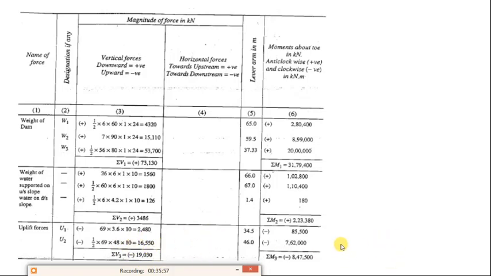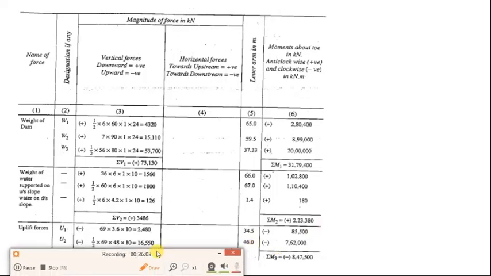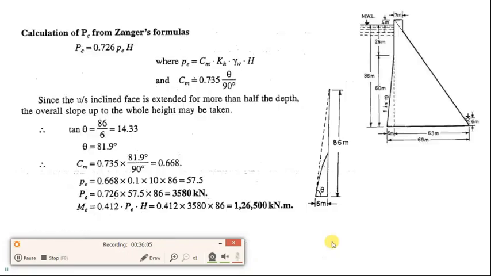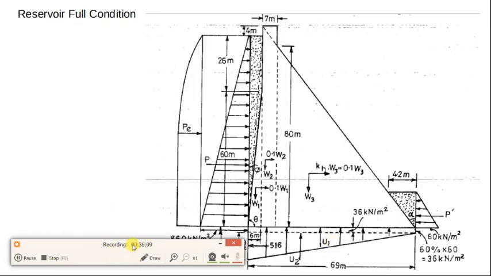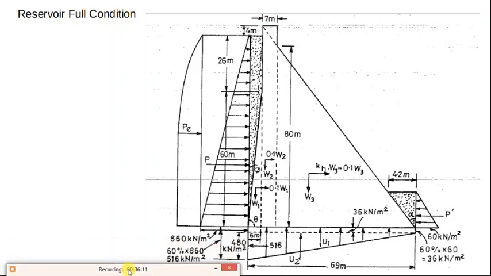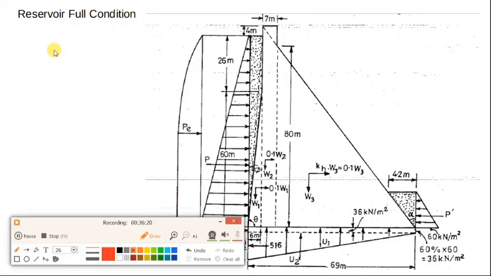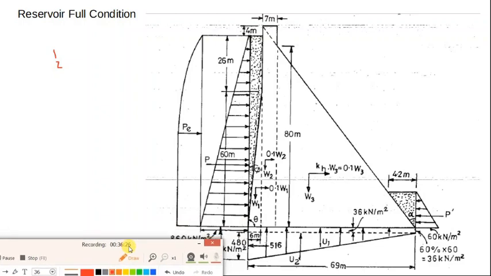Now another is how to calculate the earthquake forces. Since this is the reservoir full condition, there are two types of earthquake forces. One is inertia forces and another is hydrodynamic forces. So we have to calculate both the forces.